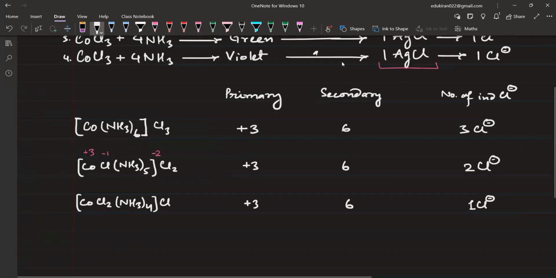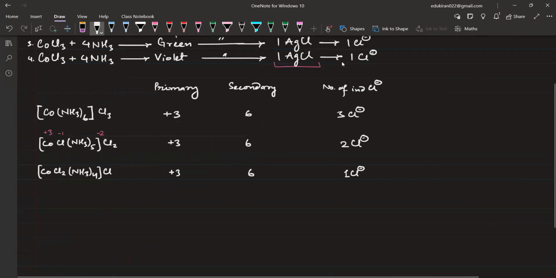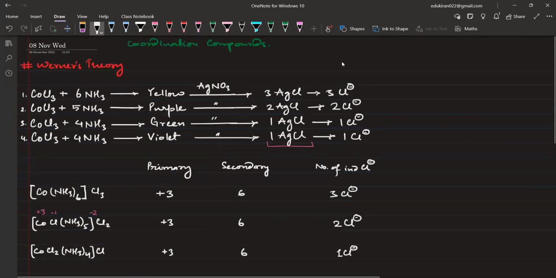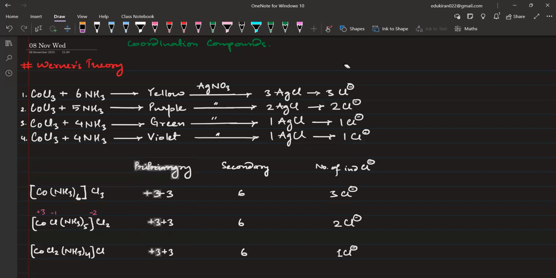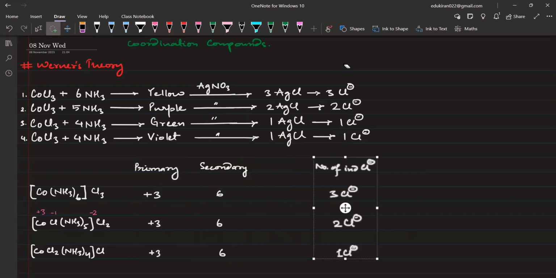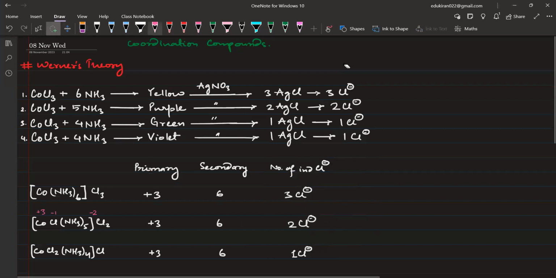Okay, so these are some observations and conclusions from Werner's theory and Werner's experiment. You can write this down. We are going to do a few questions here, but first write this down. All of you understood this part, yes or no? Please tell me. Like the observation, the experiment, the observation, and then the conclusion. Yes or no? Please tell me, guys. The main conclusion that you have to understand is this number of independent chlorines.